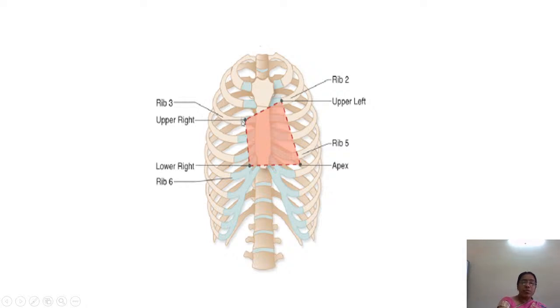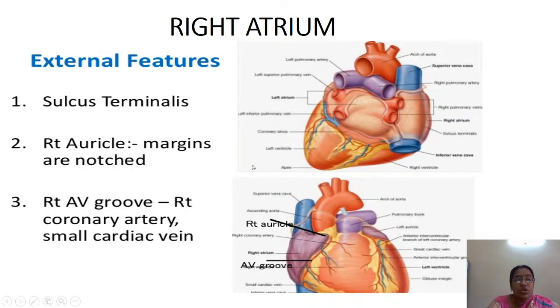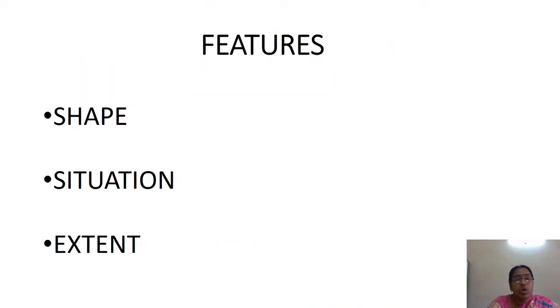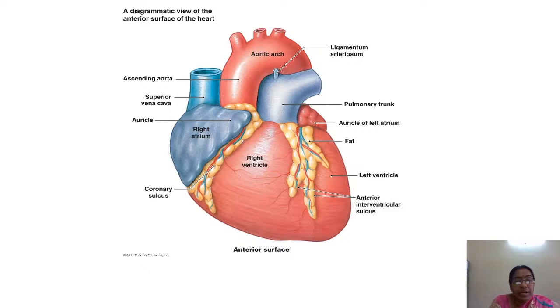So this is the right atrium, the right chamber of the heart. This is the extension. It extends from the third costal cartilage to the sixth costal cartilage on the right side. So when you have seen the right atrium, we have gone through the shape, situation and extent. The shape of the right atrium is elongated, extending from the superior vena cava to the inferior vena cava below. So that is the shape.